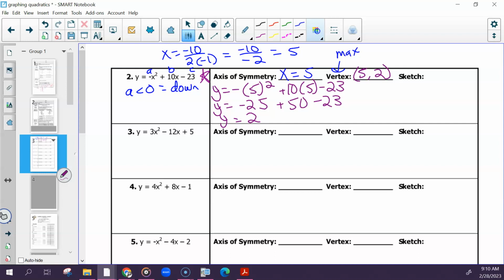Alright, so let's draw a rough sketch. Draw your x and y axis. Plot your vertex first. Let me make sure I actually do this correct this time. So 5 to the right, up 2. We know this is going to be a maximum. We know it's going to face down. You can draw in your axis of symmetry on that line where your vertex is.